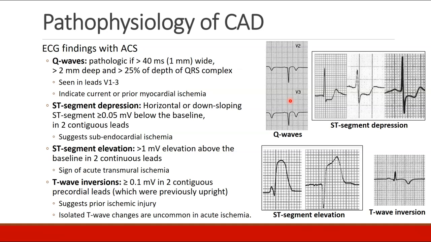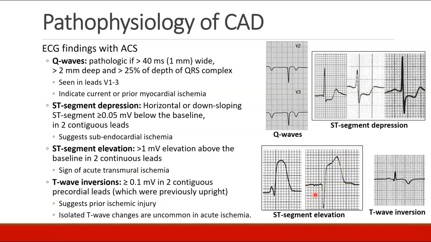ST segment depression involves horizontal or downsloping ST segments at least 0.05 millivolts below the baseline in 2 contiguous leads. And this suggests subendocardial ischemia, but not yet necessarily complete cell death.